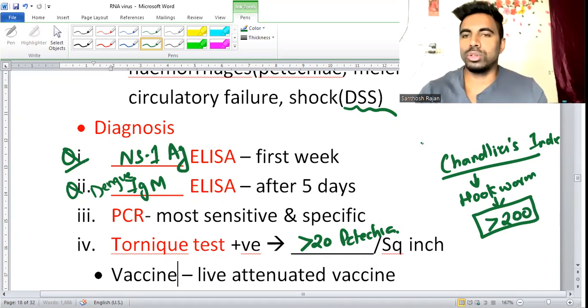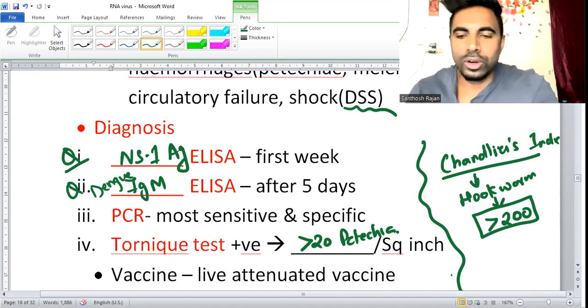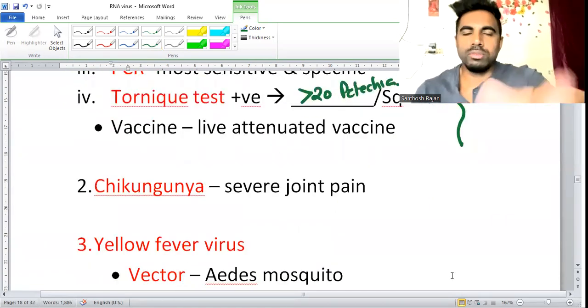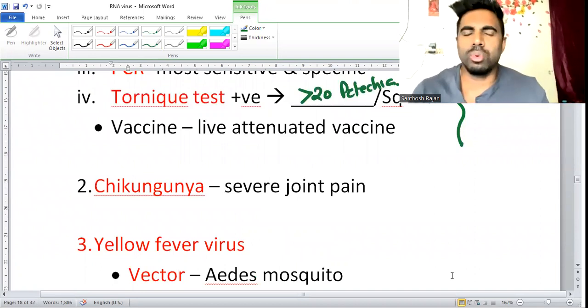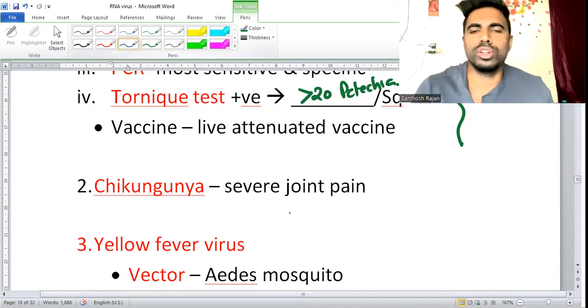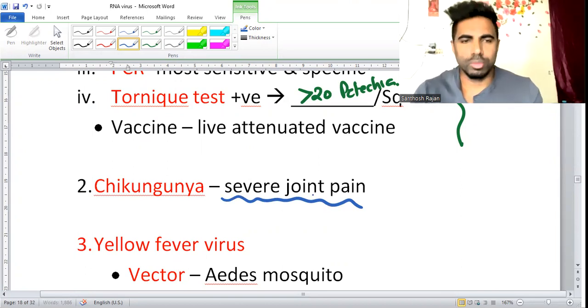I'm just bringing some links, okay guys, so that you'll catch here and there, and microbiology is going to be very easy. Okay, the vaccine is a live attenuated vaccine, not that much known. Chikungunya: apart from the fever, myalgia, weakness, vomiting and all those things, the most important thing is joint pain. Severe joint pain, joint deformity, which remains for months and years.